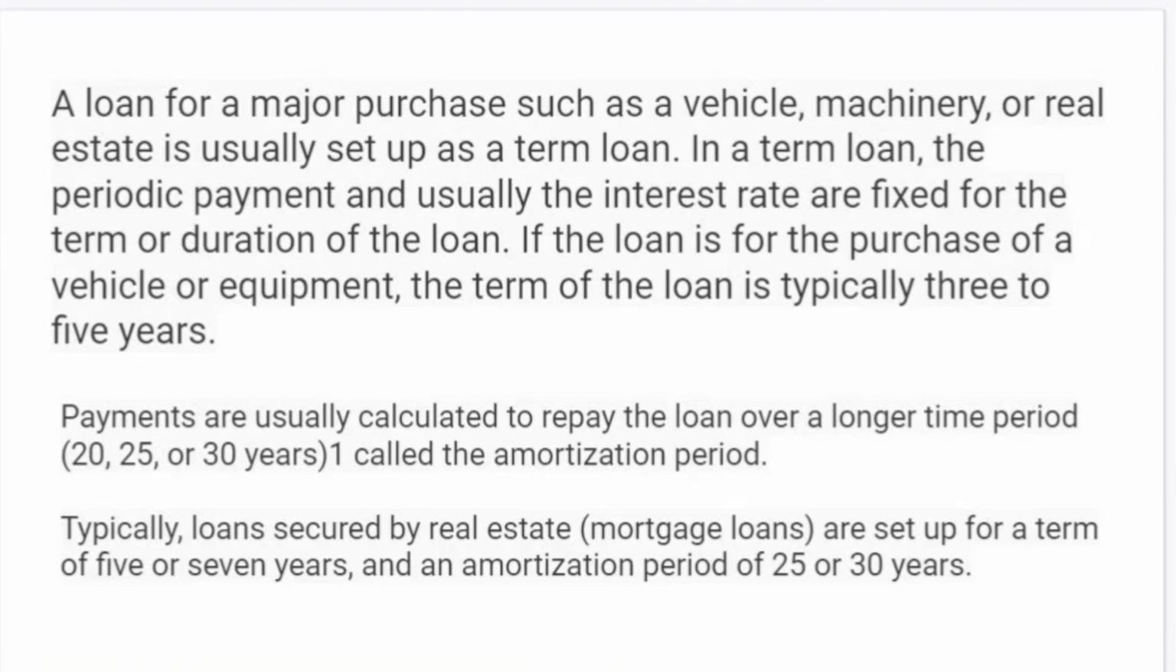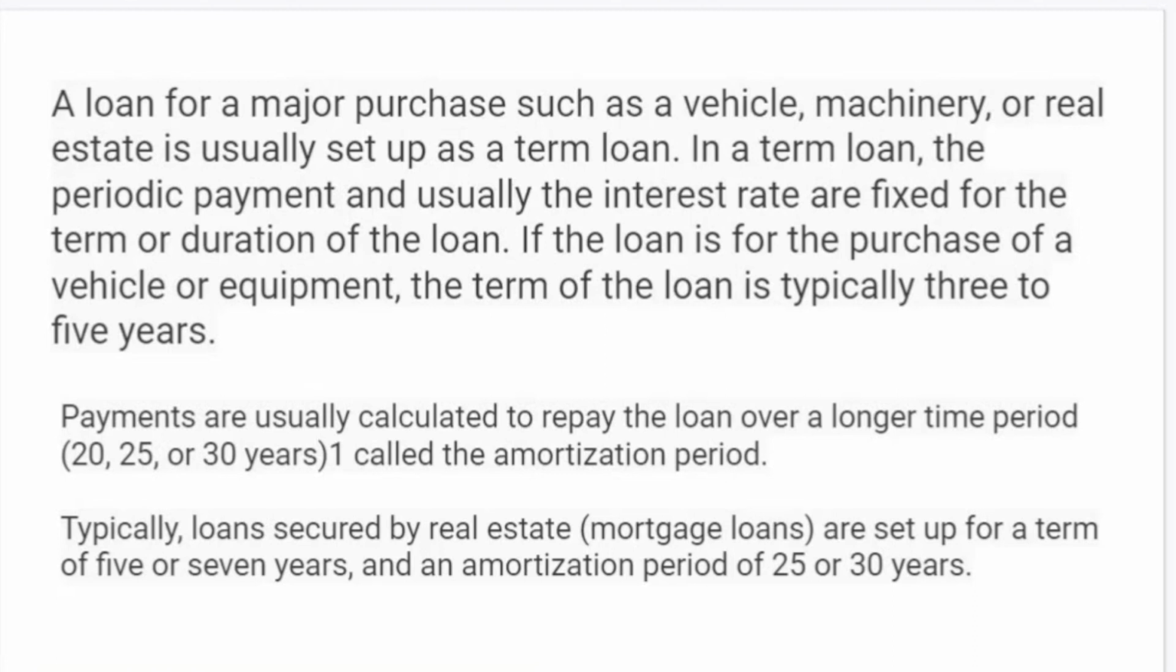So if a loan is for the purchase of a vehicle or equipment, the term of the loan is typically 3 to 5 years. So payments are usually calculated to repay the loan over a longer time period, such as 20, 25, 30 years.